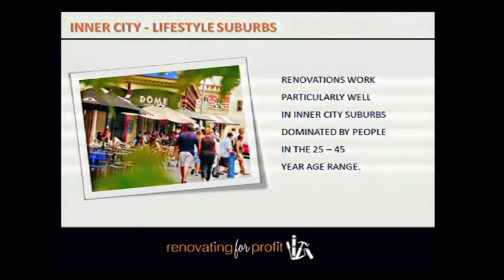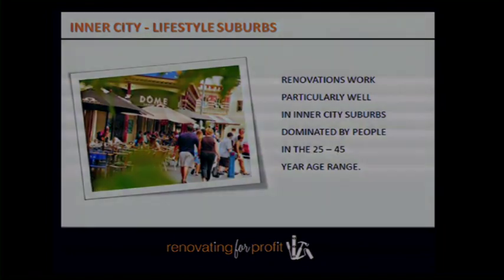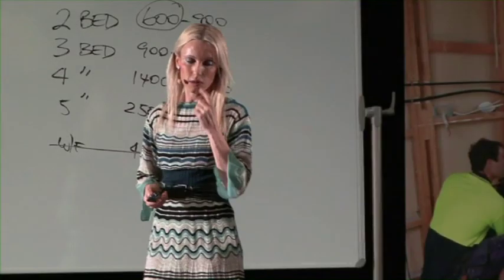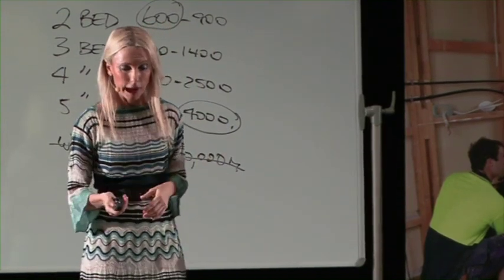So you've got to go into suburbs with those younger demographics because you're relying on stock turning over. Some suburbs you go to, it's all older people and they just hang on to the properties and you can't actually get the deals. You can't actually get the stock to renovate. So these inner city lifestyle suburbs tend to be quite great for that.